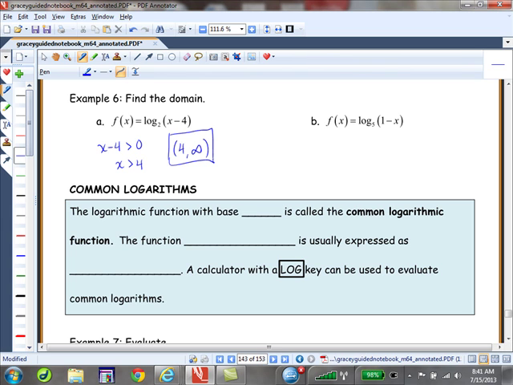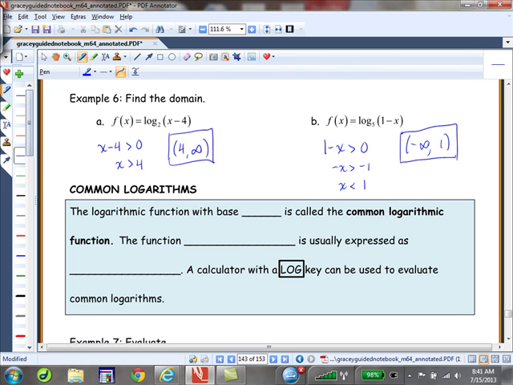All right, let's see how you did. You set 1 minus x greater than 0, negative x greater than negative 1. So x would be less than 1. So negative infinity to 1 would be our domain.